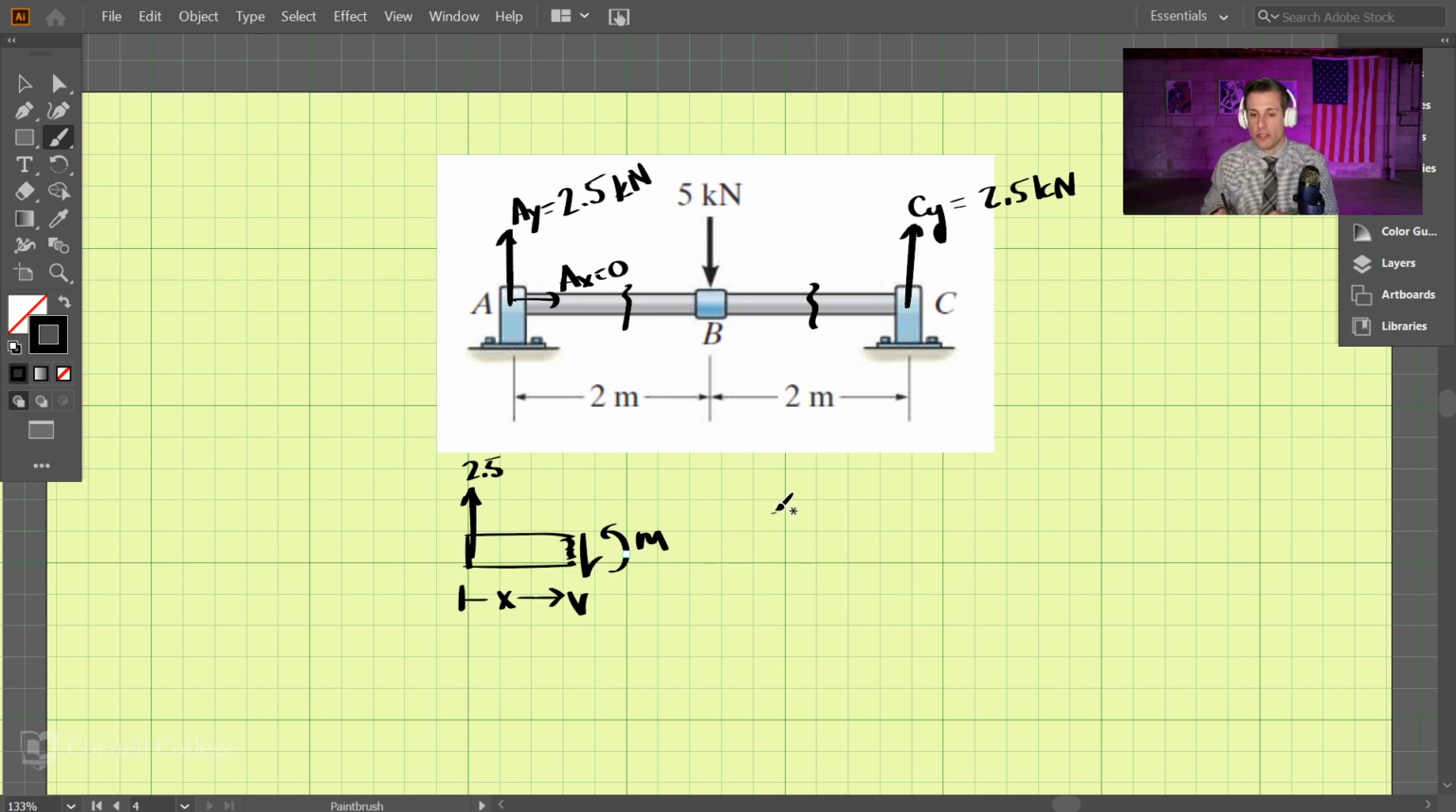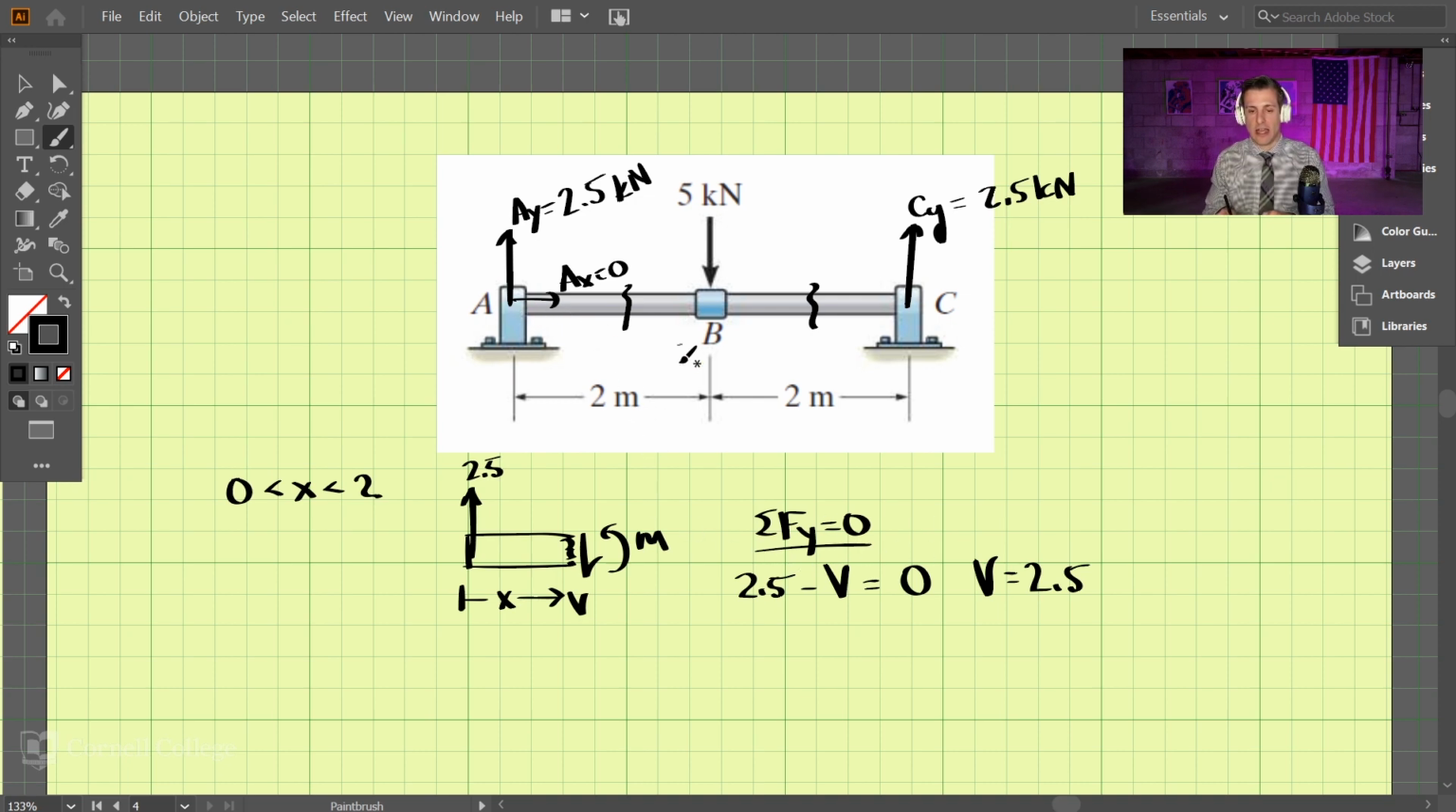So by doing this, we sum the forces in the y direction and set those equal to 0. And we have 2.5 upward and our shear force downward. We set that equal to 0. And our shear is going to be 2.5 in between A and B. So we can say that this is applicable for x between 0 and 2. Okay, so this equation applies between A and B here.